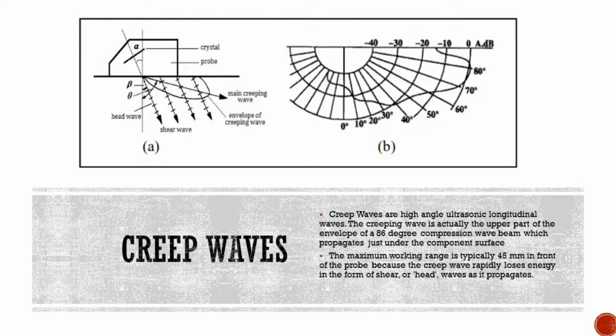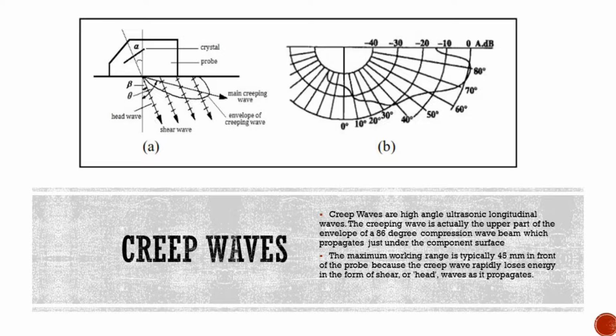Creep waves are actually high angle ultrasonic longitudinal waves. As shown in figure B, we can notice that most of the ultrasonic energy is concentrated at an angle from 70 to 80 degrees, that is higher ranges, and we can also note that above 80 to 90 degrees there is also some energy present. Mostly at the upper part of this envelope, at around 86 degrees, it is very close to the first critical angle, and it propagates as creep waves.